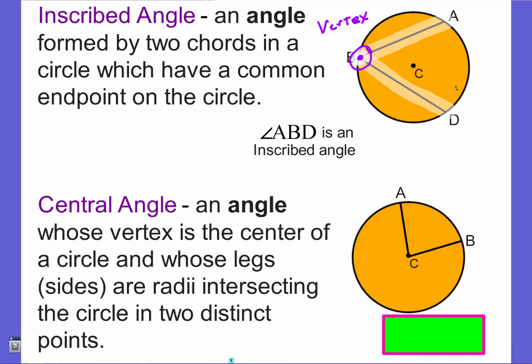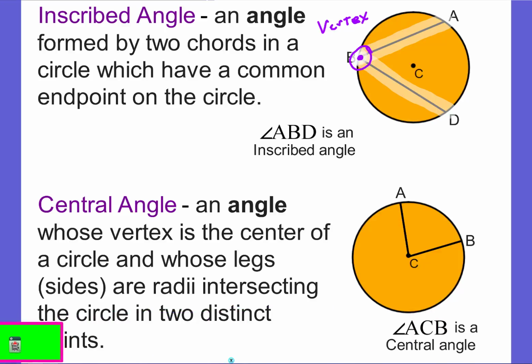Now, a central angle, on the other hand, is an angle whose vertex is at the center of a circle. And it makes sense, right? We call it a central angle because its vertex is at the center of the circle. Angle ACB is a central angle.